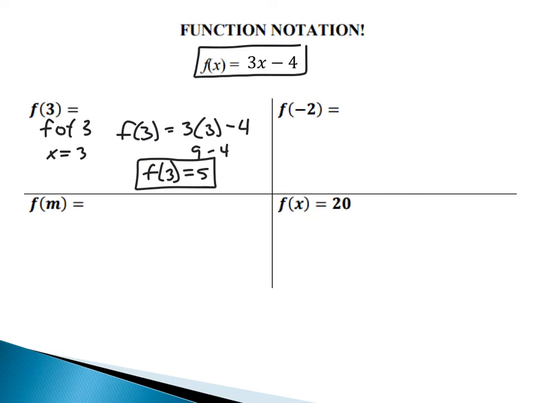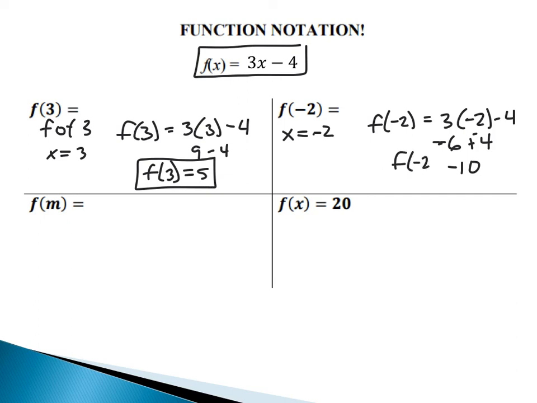Next one, f of negative 2. Again, I want to know when x is equal to negative 2. What is the function? So f of negative 2 is simply going to equal 3 times negative 2 minus 4. Okay, now I'm multiplying these two again. I'm going to have negative 6 minus 4. I'm subtracting from a negative. I'm going to combine those two and get negative 10. So I know f of negative 2 is simply equal to negative 10.